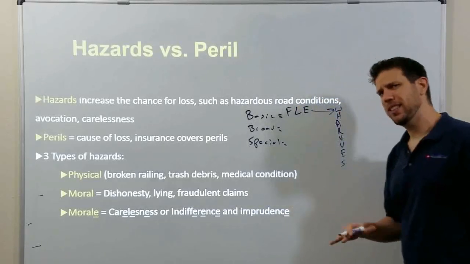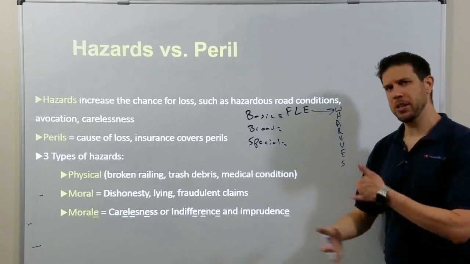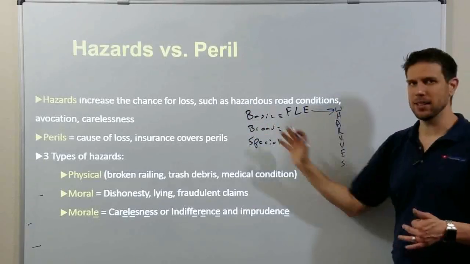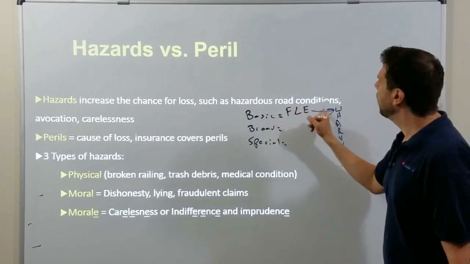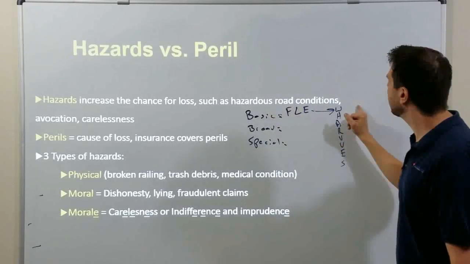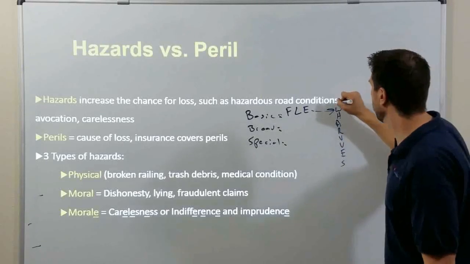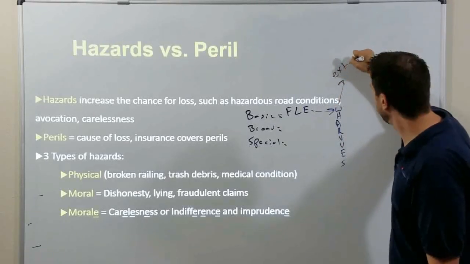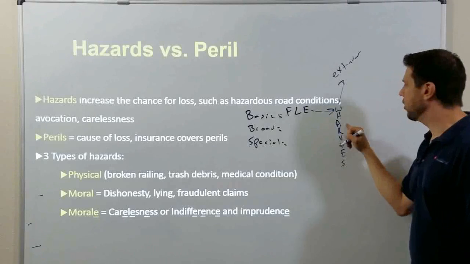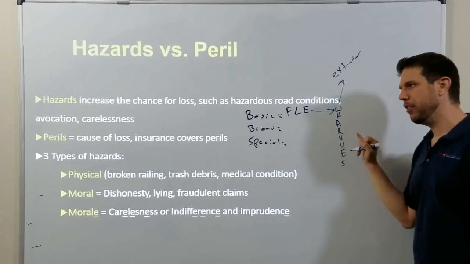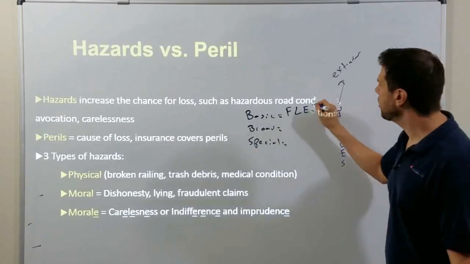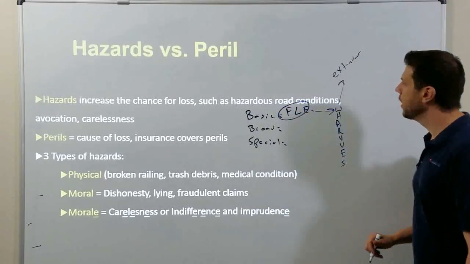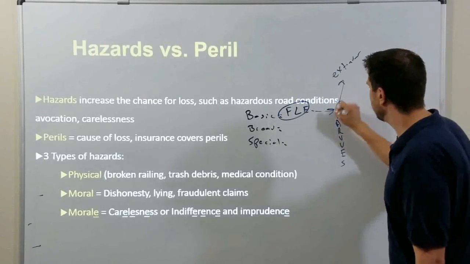Again, you don't have to write this down here. I'm just trying to get them in your head. You're going to have to memorize this, and repetition is the best. The basic perils were FLEE. The basic extended perils were WHARVES: wind, hail, aircraft, riot, vehicle, volcano, explosion, smoke. The worst insurance covers FLEE. Then you can pay a little bit extra to get WHARVES.